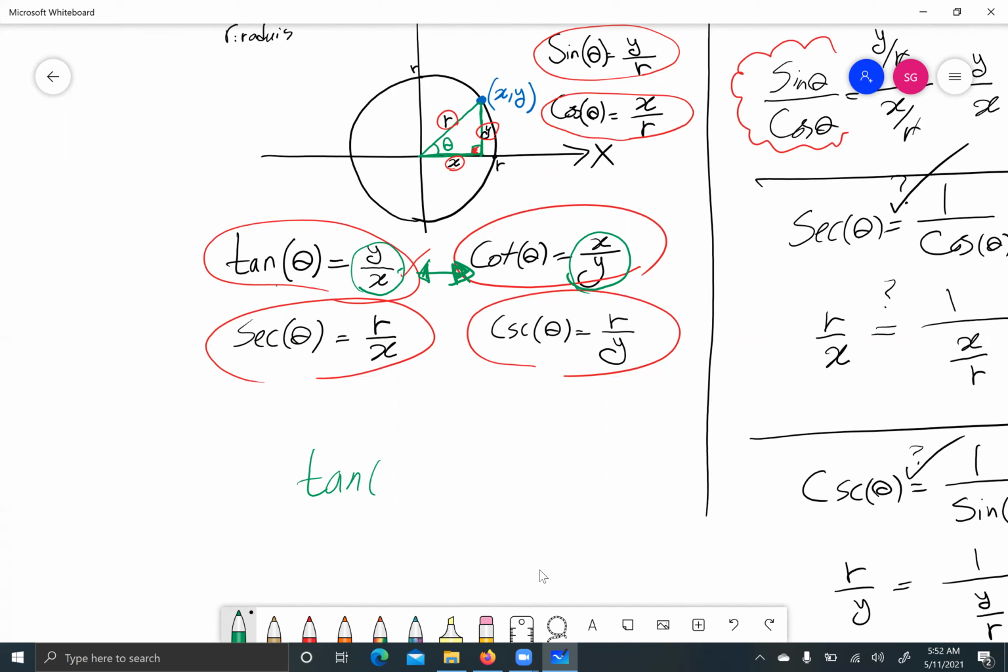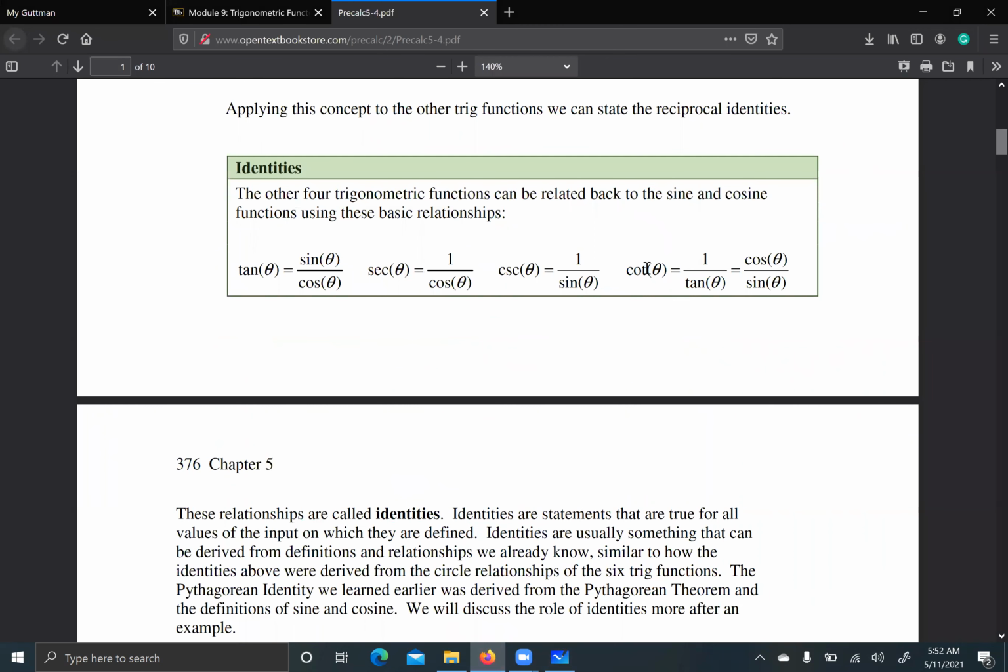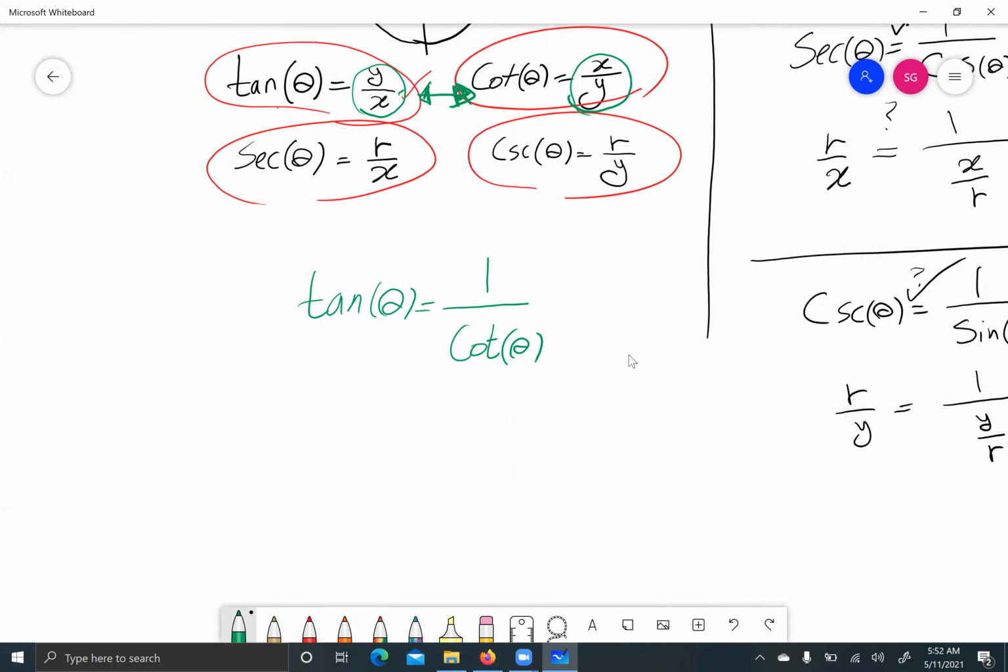Tangent of theta is 1 over cotangent of theta, because tangent is y over x, and cotangent, flipping that fraction, is x over y. So that's the reason we have this. Or you could alternatively say that cotangent is the inverse. It doesn't matter. This is the relationship between these two functions.